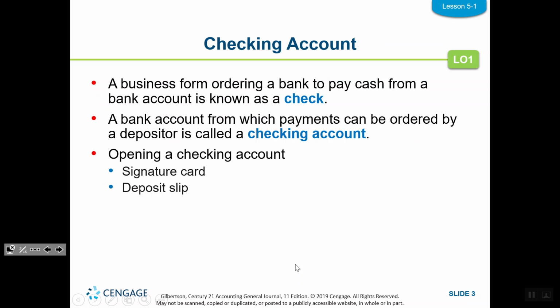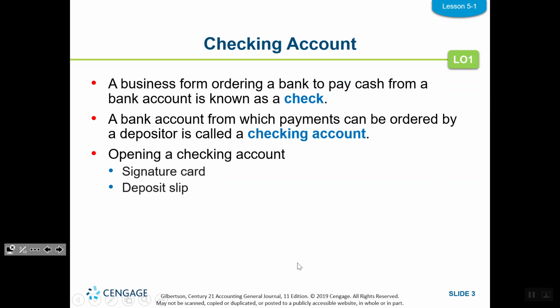Now, that's where a checking account comes in. A check is a business form ordering a bank to pay cash from a bank account. Okay, so you write the check, you give it to the business, that business takes it back to your bank, and that cash goes from your account to theirs. A checking account is a bank account from which payments can be ordered by a depositor. So that check is that order of payment.